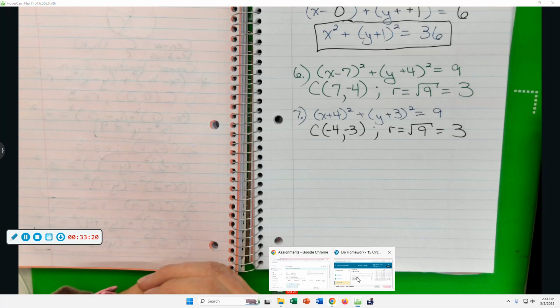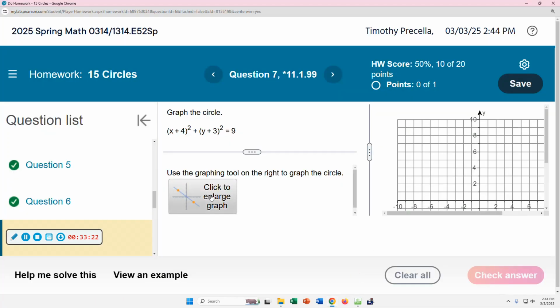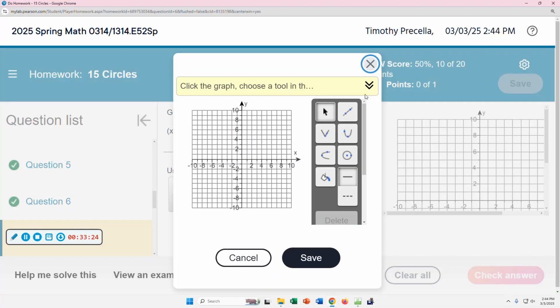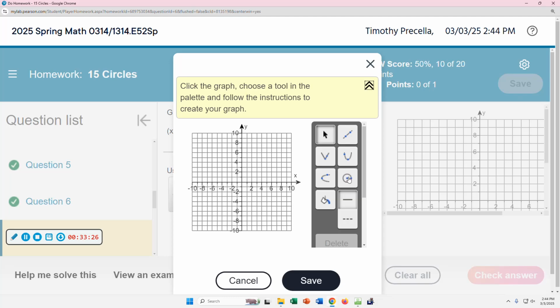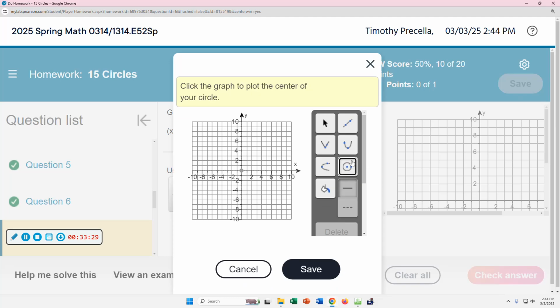So, I'll come over here, click to enlarge, gonna graph a circle. So start off with the center, -4, -3. Right there, don't move it. And now we have a radius of 3. I'd move 3 units to the right, because if you move 3 units to the right, you're at -3. So move 3 units to the right.